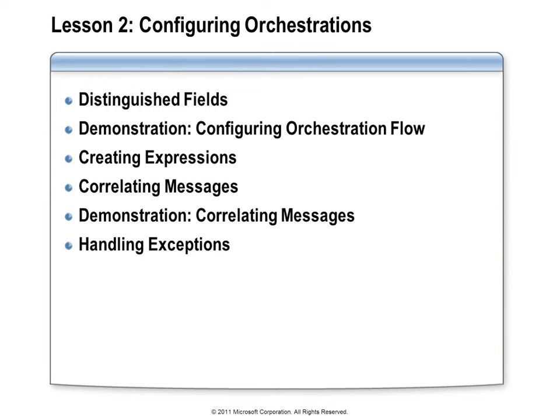Well, now that we've had a chance to see some of the additional shapes that are available to us in the Orchestration Designer toolbox, let's see how we can actually put them to use. One of the things we will typically need to do within an orchestration is to access fields within a message. We've seen the ability to promote property fields, and we've used those in the past. When we work with the orchestration runtime, we have another option, and we can define distinguished fields, which offer some advantages.